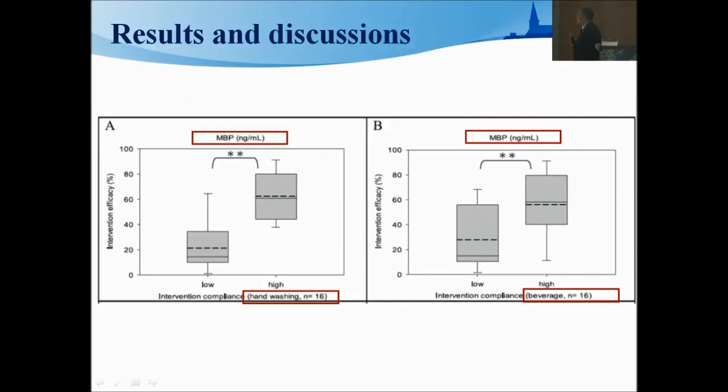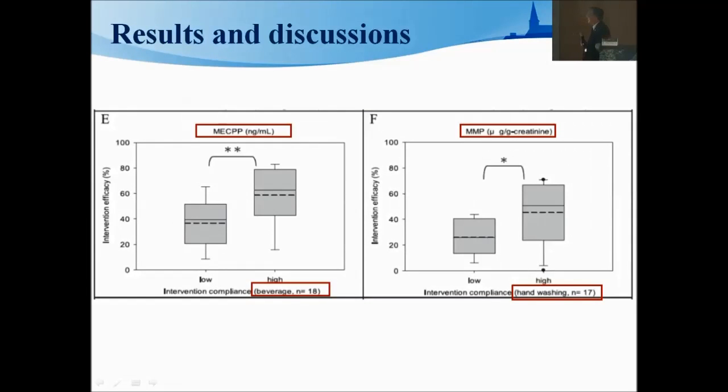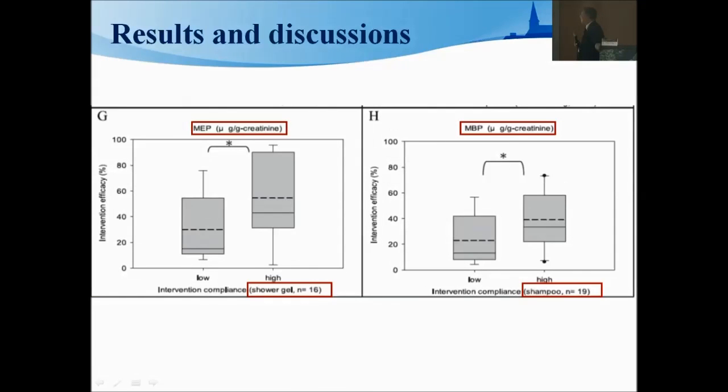Okay, this figure shows the shower gel and the shampoo, and we can find lower use of shower gel and shampoo has higher intervention efficacy for MEP and MnBP.